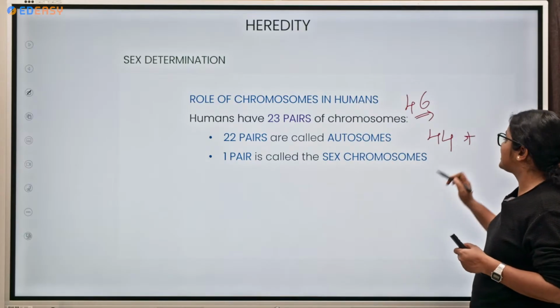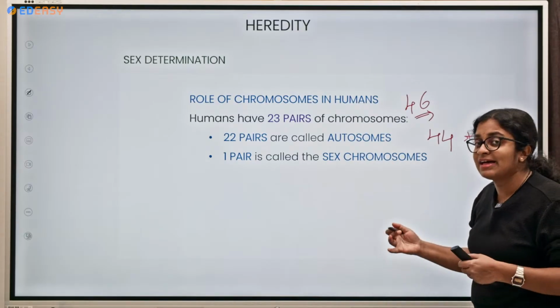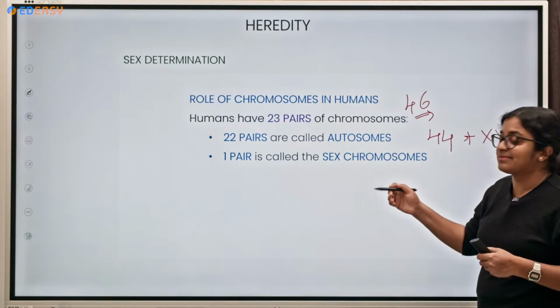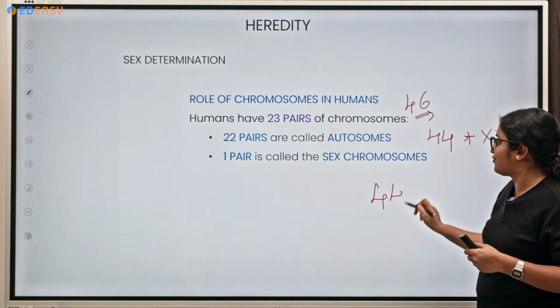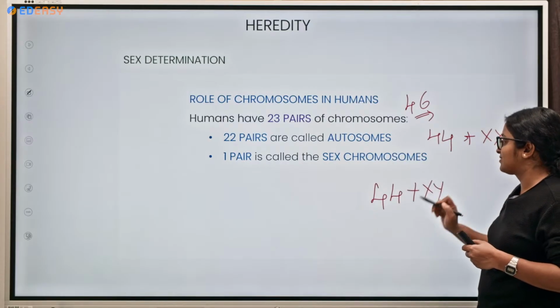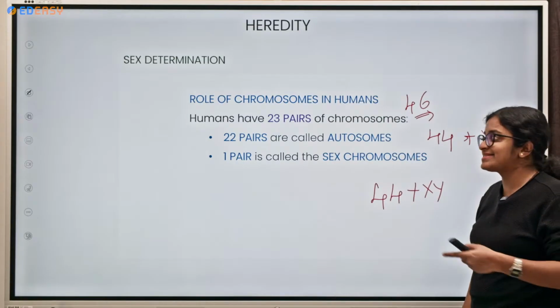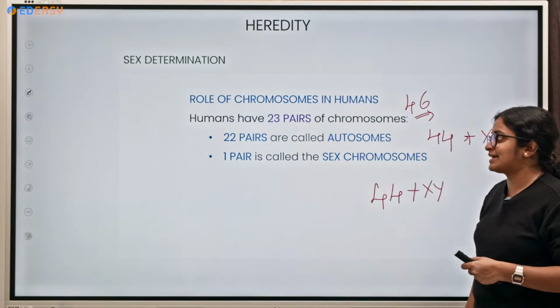So half that combination will be there. If it is a female, it will be 44 plus XX. If it is a male, it is 44 plus XY. So this will be the combination of the chromosomes.